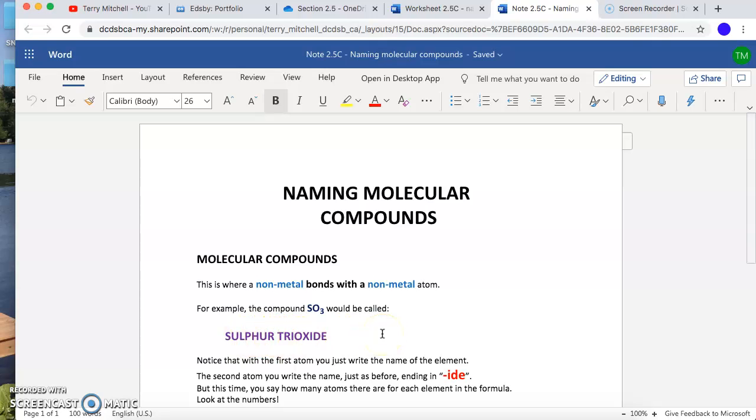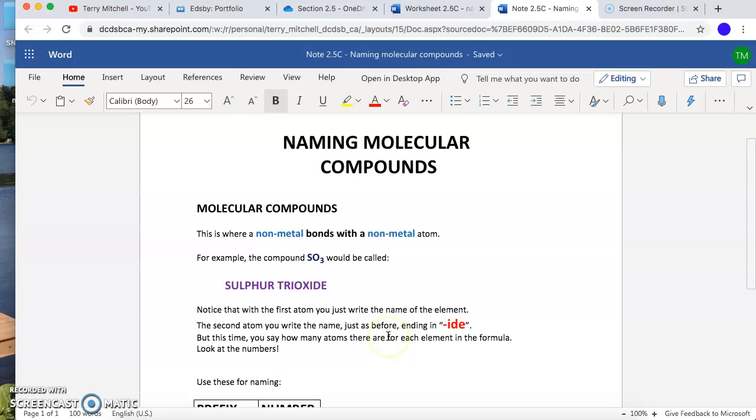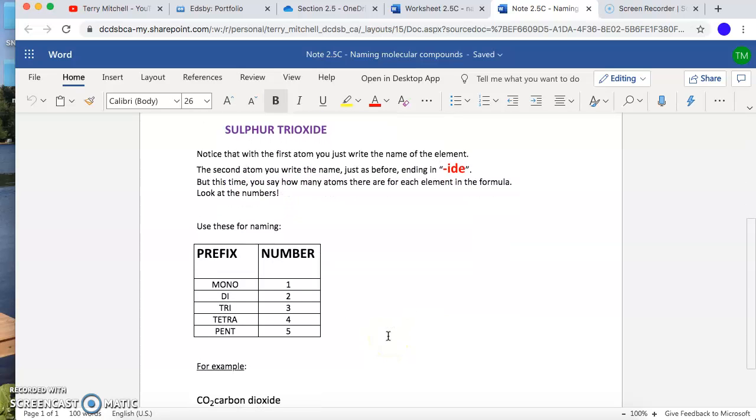However, like the ionic compounds, the one thing that does have in common is you still change the name of, in this case, the last atom type to ide. So sulfur trioxide. That means one sulfur, three oxygens. And so here are the prefixes that we use. Mono is 1, di is 2, tri is 3, tetra is 4, penta is 5, and 6 would be hexa.